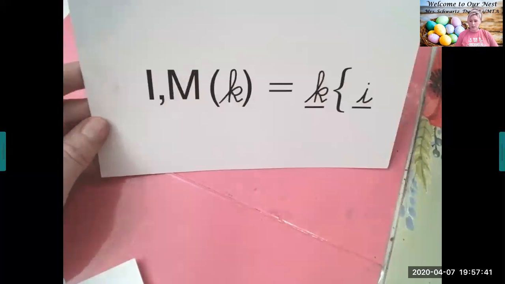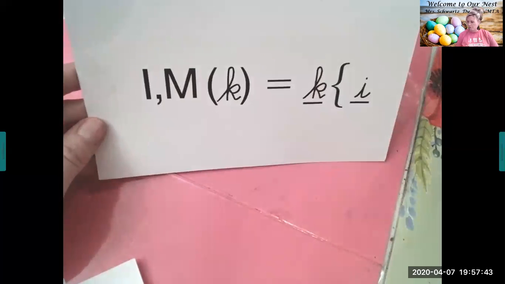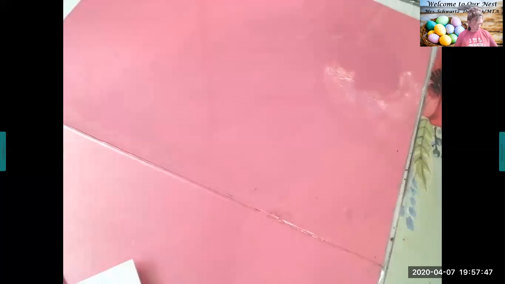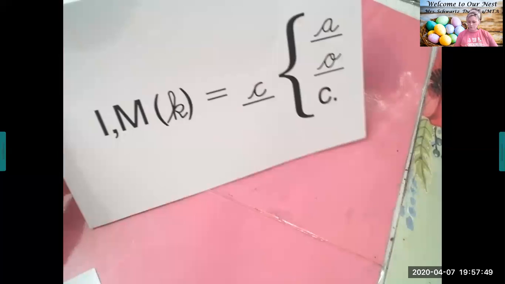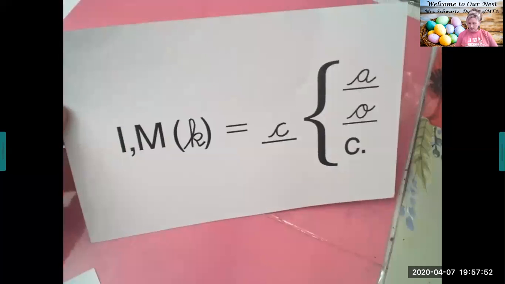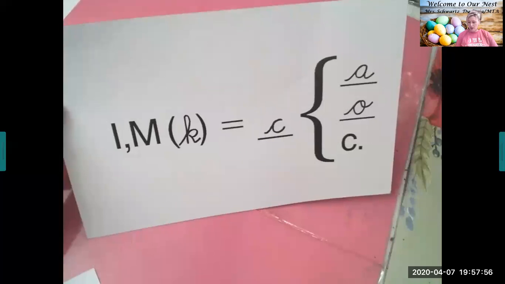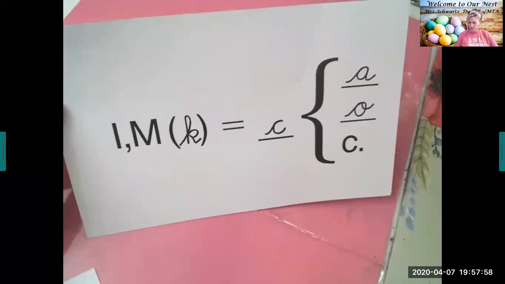Initial or medial k is spelled K before I. Initial or medial k is spelled C before A, O, and any consonant.